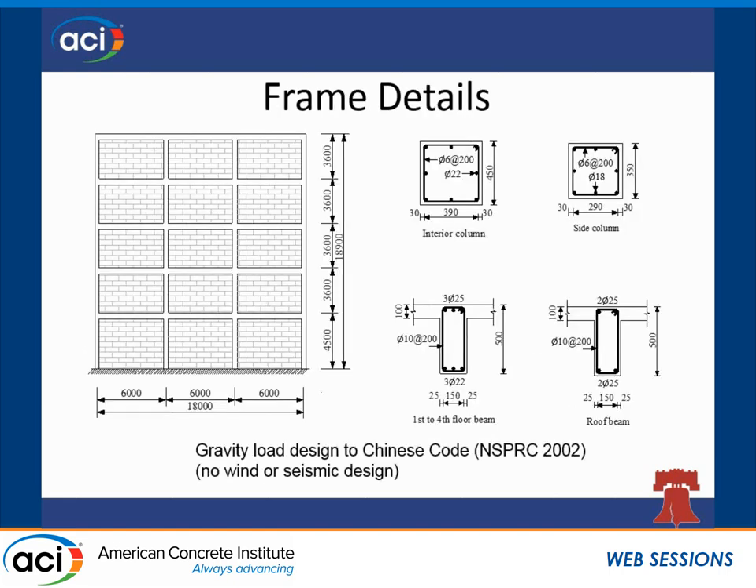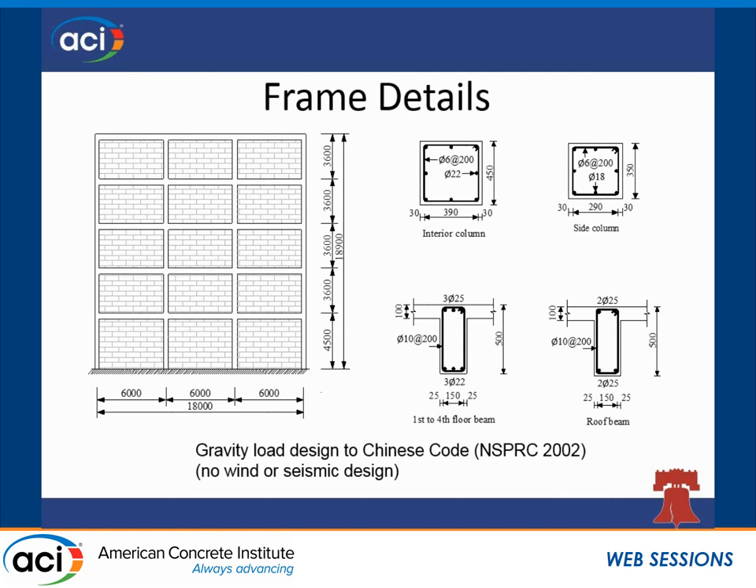Now, the frame that we have is a created, fictitious frame. It's a three-bay, five-story frame with masonry infills. We can see here the geometry and the detailing of the columns and also the beams. It's a gravity load design frame according to the Chinese code for concrete structures. So there has been no wind and no seismic design of this frame.